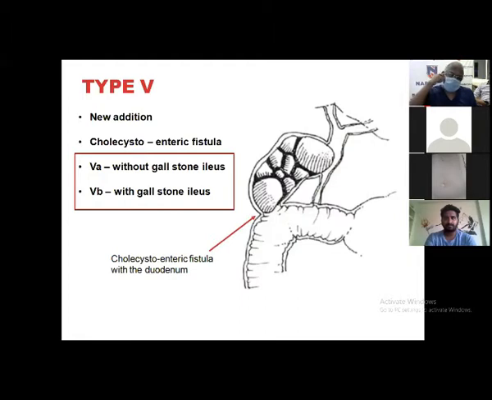Type 5 is a cholecystoenteric fistula. It can be with gallstone ileus. Gallstone ileus is nothing but a stone going into the small bowel, obstructing somewhere near the terminal ileum, where the ileum is very narrow, and it causes obstruction, one of the dangerous conditions. First you treat the obstructive phenomenon occurring in the small bowel, then you go for a definitive surgery here. Or without gallstone ileus. How to go about it, I'll let you know.